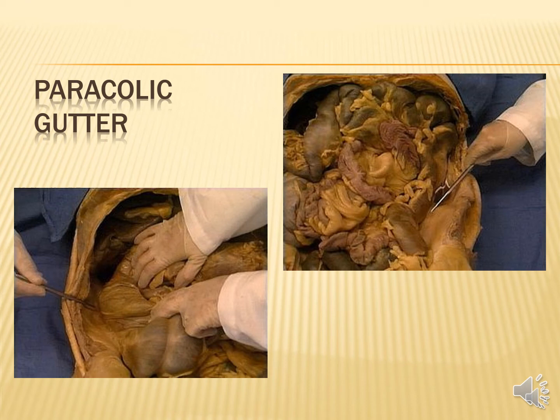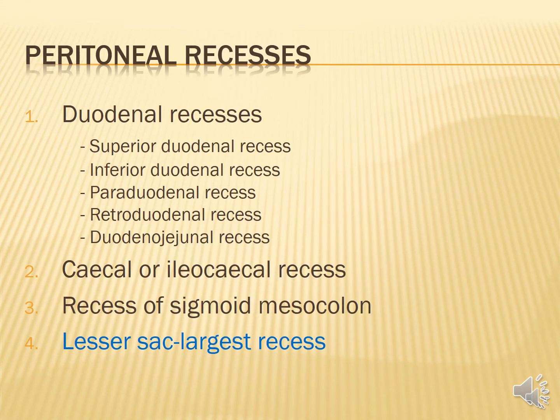Whereas the right paracolic gutter opens, as we have discussed, freely into the hepatorenal pouch, and it may be infected by a downward spread of infection from the hepatorenal pouch or by an upward spread of infection from the appendix. Cecum, and these are cecal or ileocecal recesses of sigmoid mesocolon, and obviously the lesser sac, which is the largest recess.